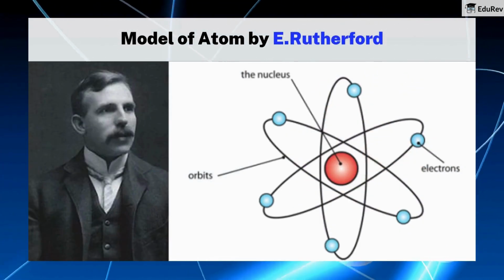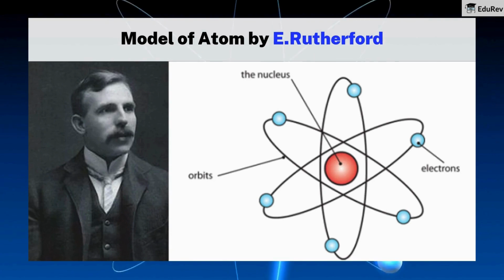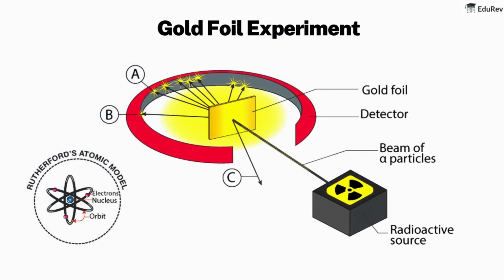Now comes Ernest Rutherford with his famous gold foil experiment. Rutherford used a very thin sheet of gold foil, just a few atoms thick. He directed the fast-moving particles called alpha particles, which are positively charged particles, at the gold foil. Around the foil, he placed a screen coated with a substance that would glow when hit by these alpha particles.